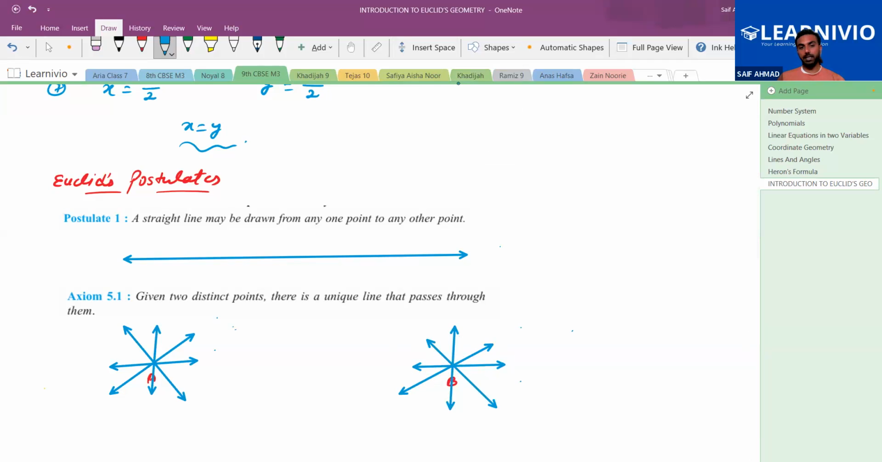But tell me, how many lines can be passed through point A and point B together? Both points. One, sir. Only one. Through one point there can be infinite lines, but through two points only one line can pass.